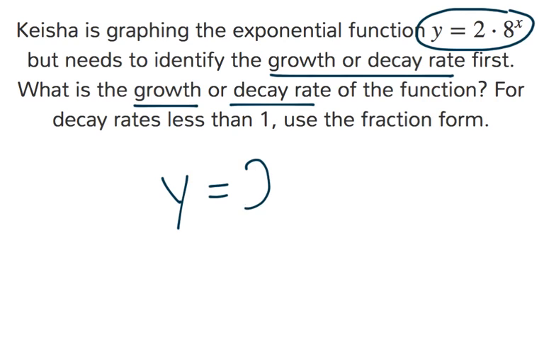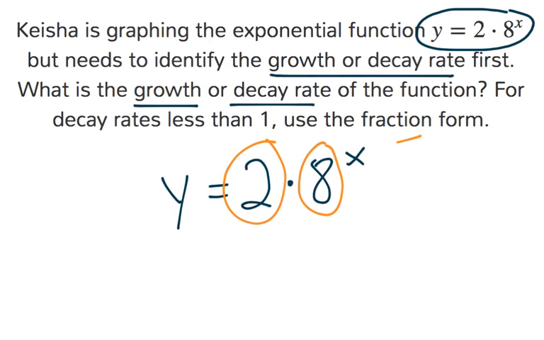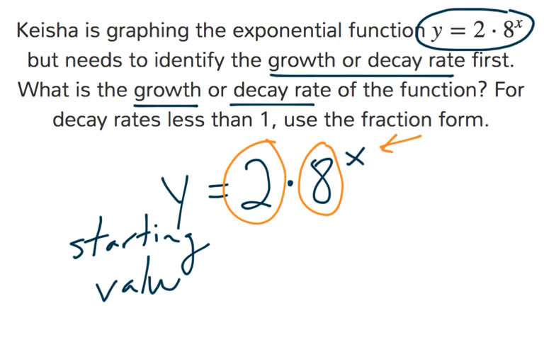Y equals 2 times 8 to the power of x. Well, you have two parts here, right? You have the 2 and the 8. The x is your variable. That'll tell you how far in time or how many of something's happening. That's your variable. But the two other pieces are what's important. The 2 is actually your starting value, or your initial value is another way to call it.